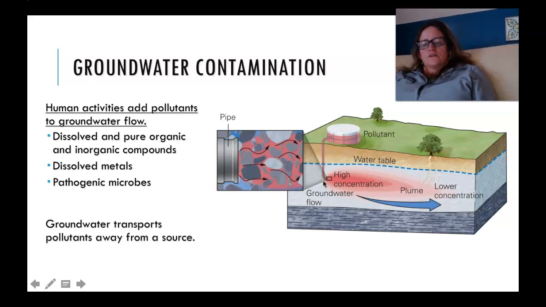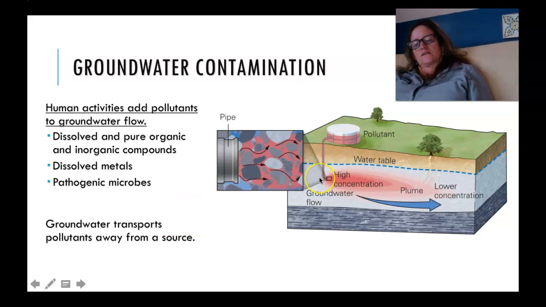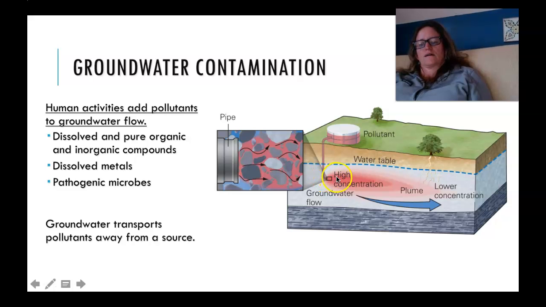The concentration of the contaminant is going to be highest near the source. So especially if it's a point source, it'll be highest here, and then it will get more diffuse and carried away in the direction of groundwater flow. We call that whole area where the contamination is in the aquifer the plume.